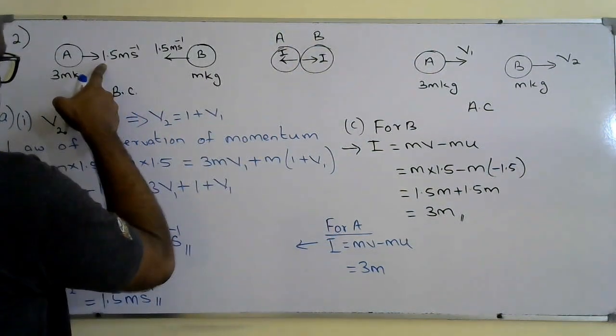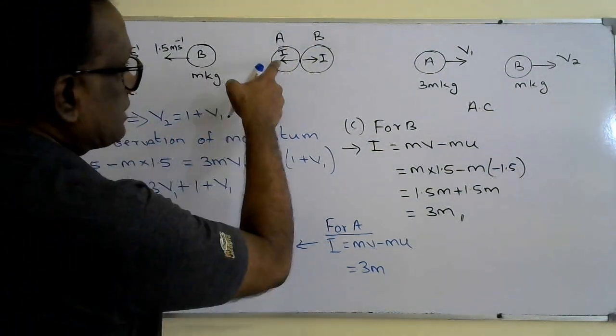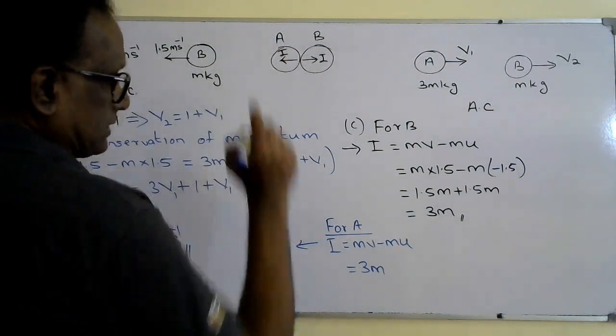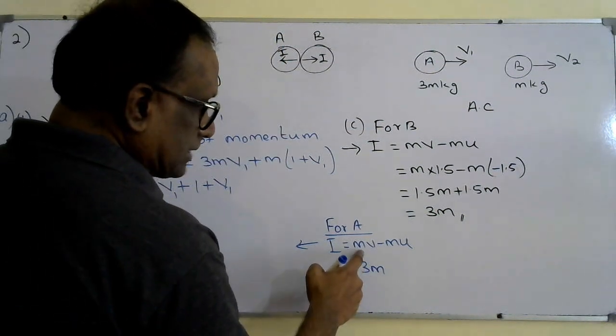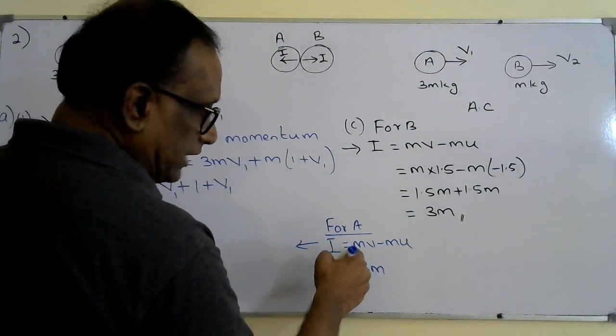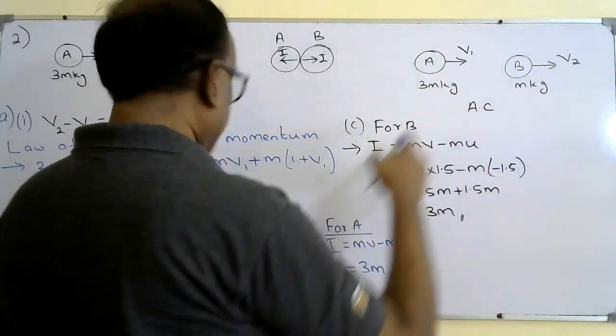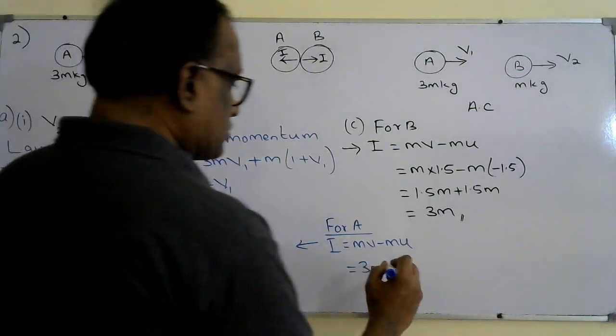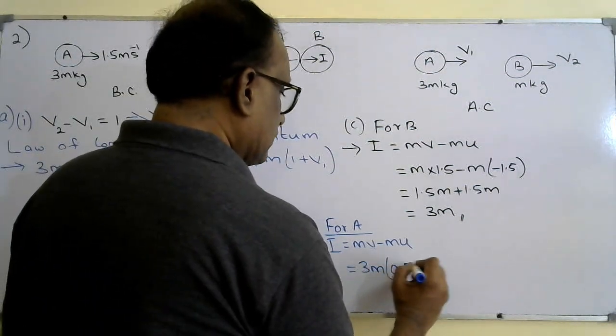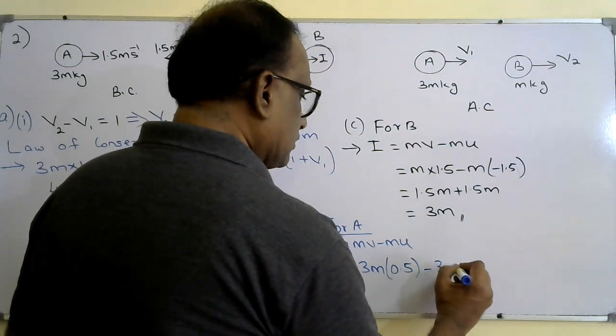So velocity is towards right. I am using towards left because the impulse experienced by A is towards left. So 3m into the mass, this is a general equation I wrote. So actual mass is 3m. The final velocity is for A towards right, v1. v1 is equal to half. So 0.5 minus 3m into u.